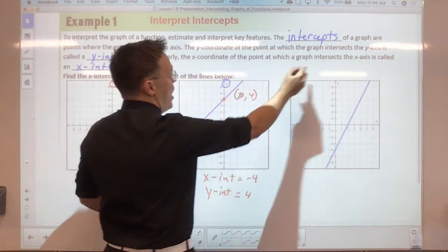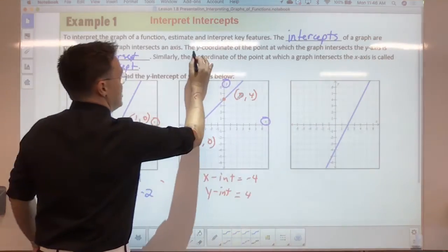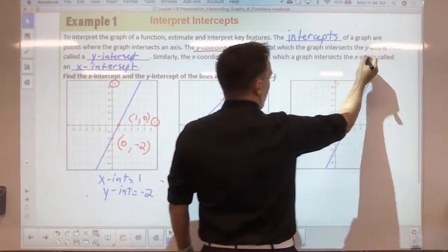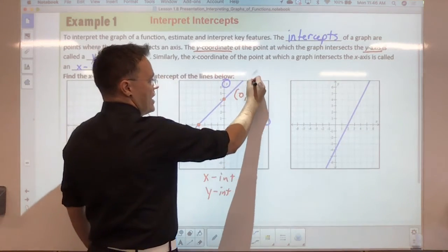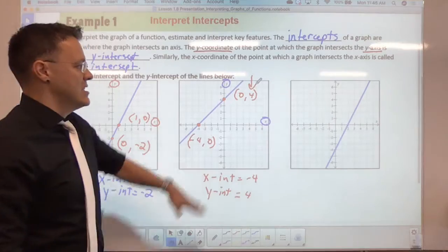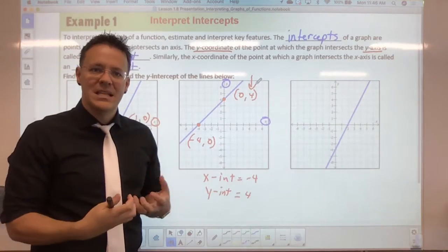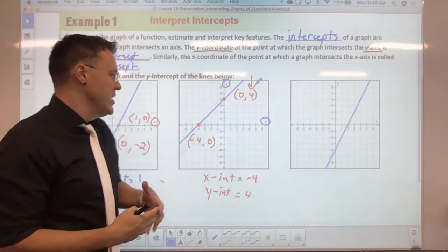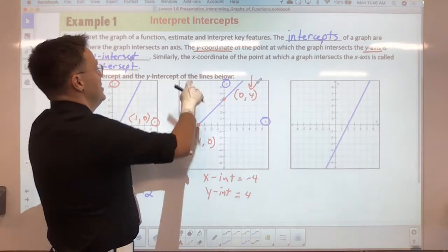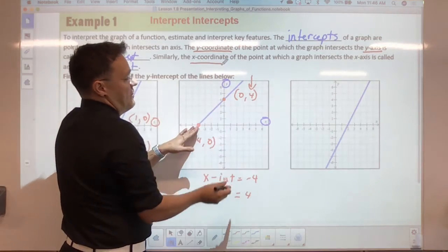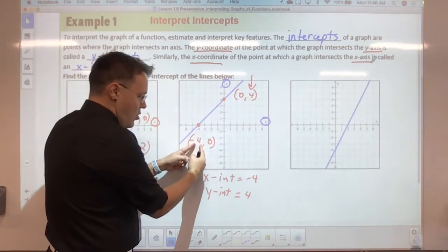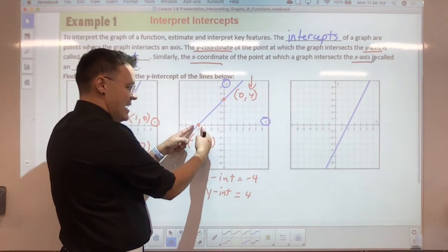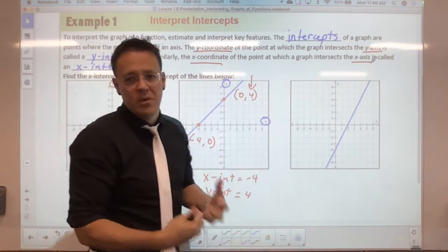What is the y-coordinate of the point that intersects the y-axis? That's why it says those things in the notes. Similarly, the x-coordinate of the point at which it intersects the x-axis. The x-coordinate where it intercepts the x-axis is the coordinate point.